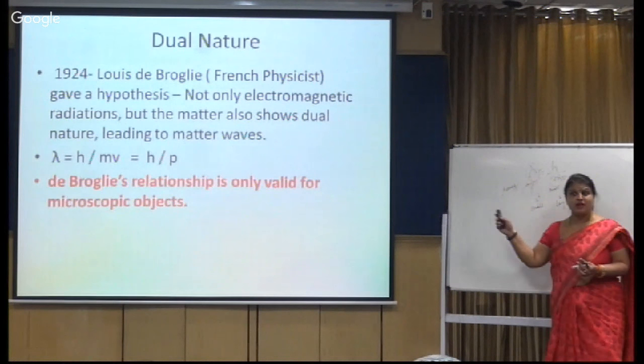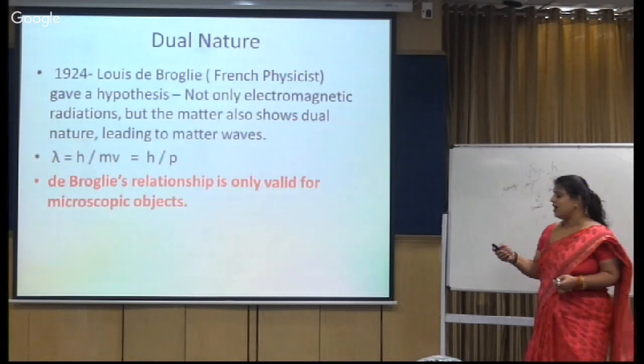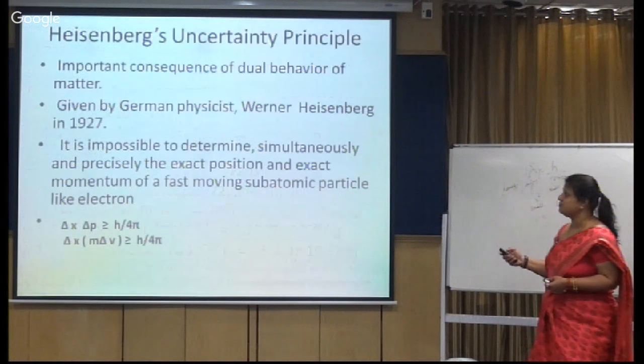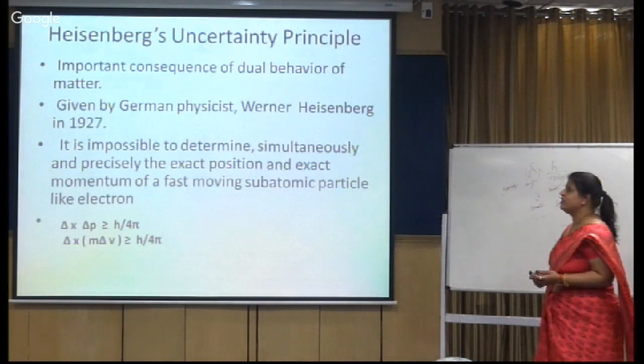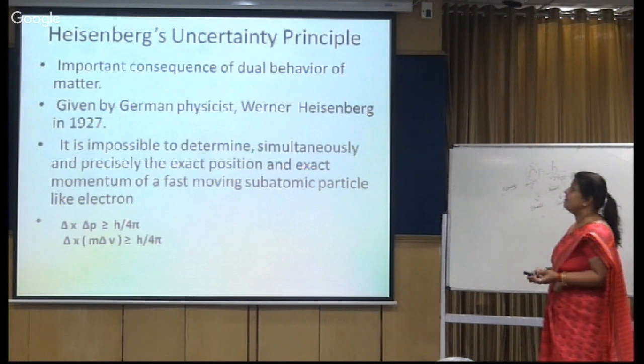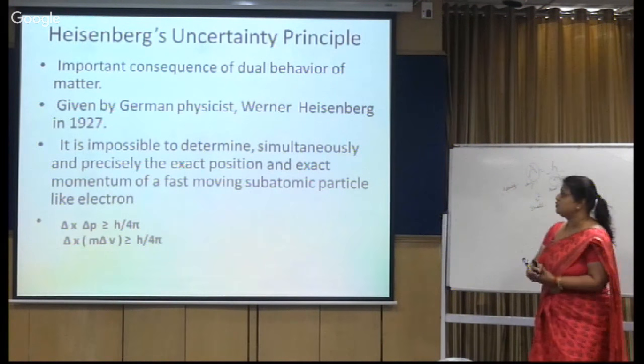Okay, so we'll keep this in mind when we talk about Heisenberg's uncertainty principle. It is an important consequence of de Broglie's relationship, where we had talked about the dual behavior of matter. It was given by Heisenberg in 1927, and according to him, it is impossible to determine simultaneously and precisely the exact position and exact momentum of a fast moving subatomic particle like electron.